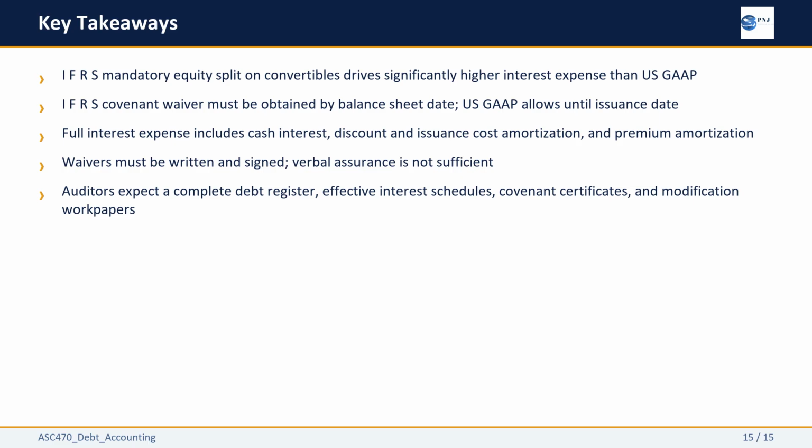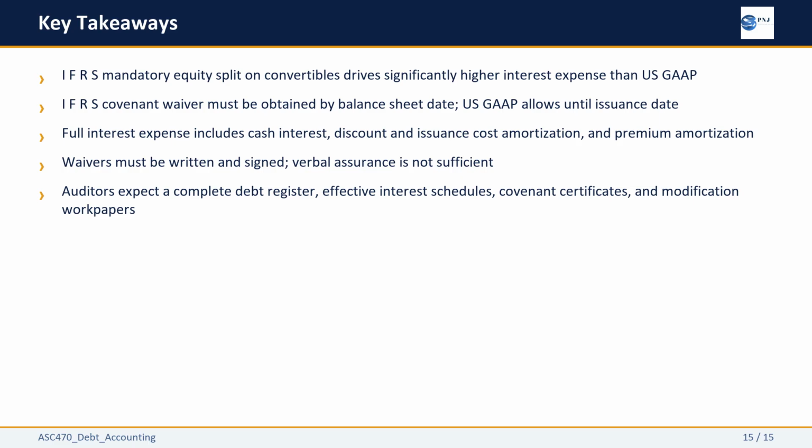On covenant violations, IFRS requires the waiver by the balance sheet date. US GAAP gives you until the issuance date. Full interest expense is never just cash interest. It always includes discount amortization, issuance cost amortization, and any premium amortization. Verbal lender assurance is never a waiver, get it in writing and signed.